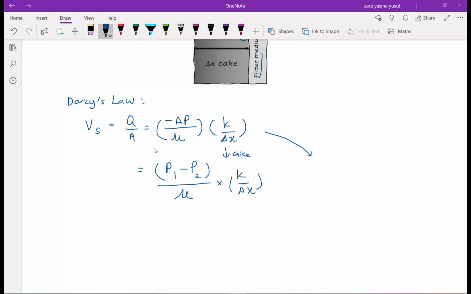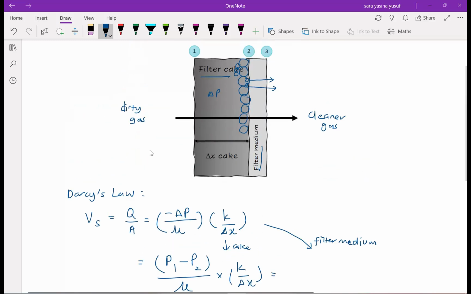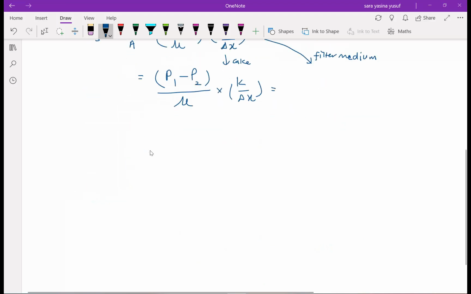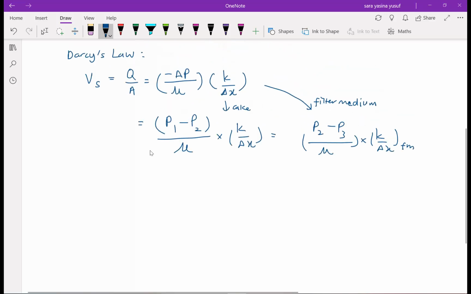Okay, and then secondly, when we do the filter medium analysis, we may write it as P2 minus P3. P2 minus P3 over mu times K over delta X, and this belongs to the filtering media. Okay, Vs here is also known as air to cloth ratio. Okay, normally it is called air to cloth ratio.